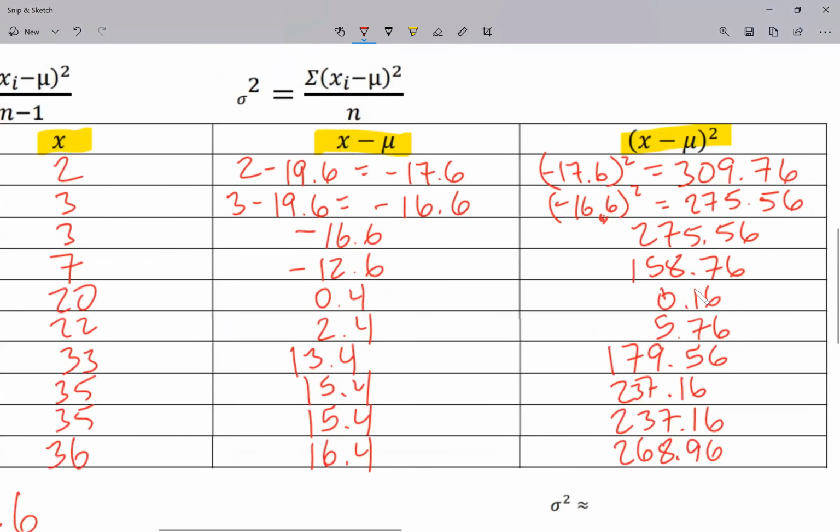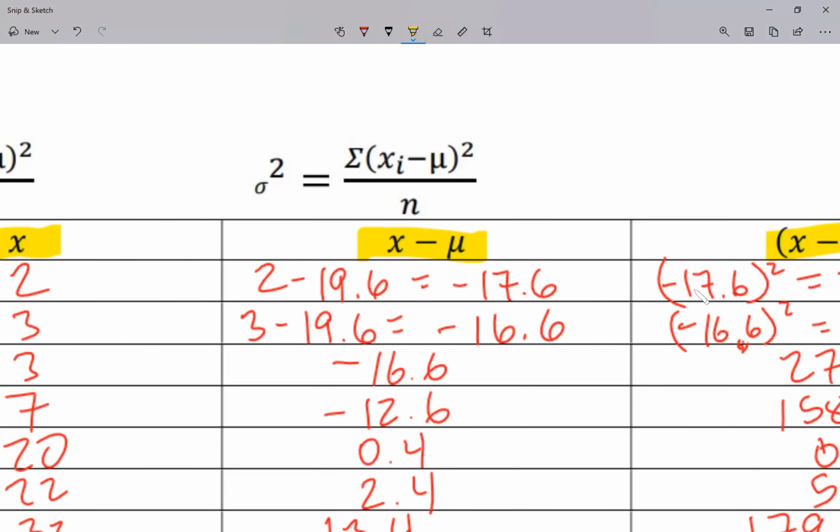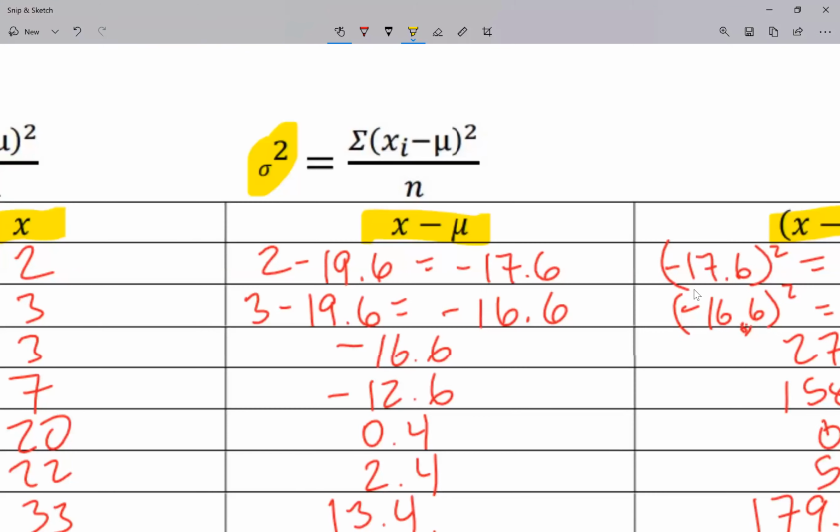Let me come back to my formula that I introduced you guys to earlier. I'm not quite done yet. I haven't found my variance yet. I'm still working, okay? So we're figuring out what the variance is. And remember, I'm using this sigma squared. I'm using the Greek notation. And then I had xi minus mu all squared.